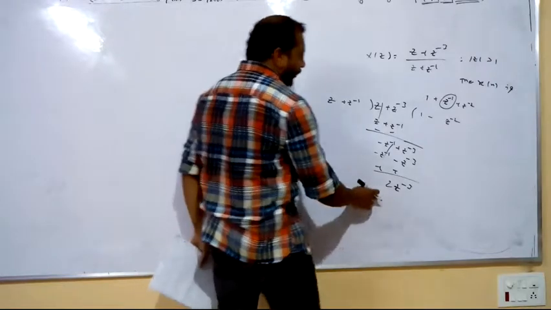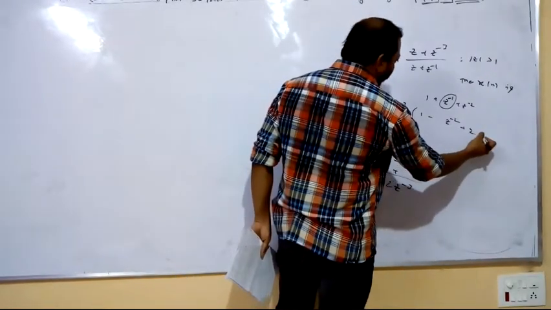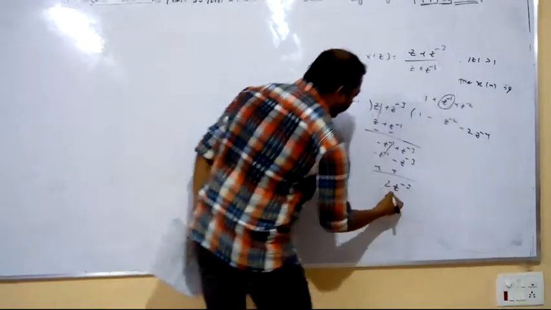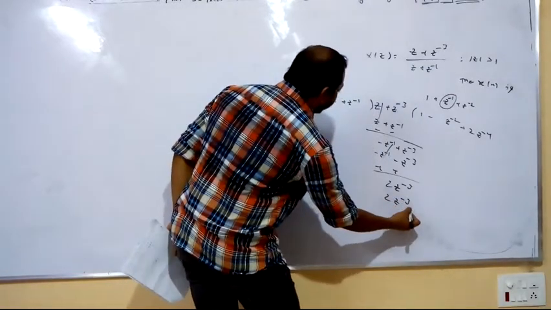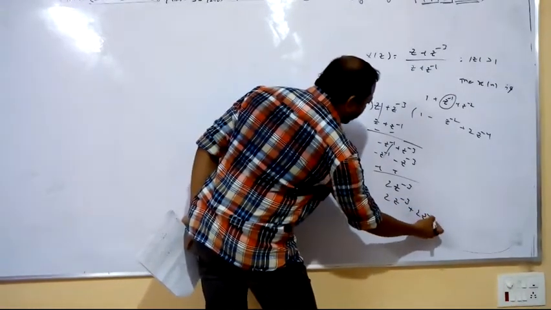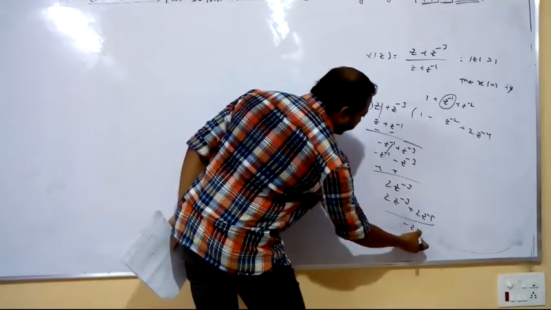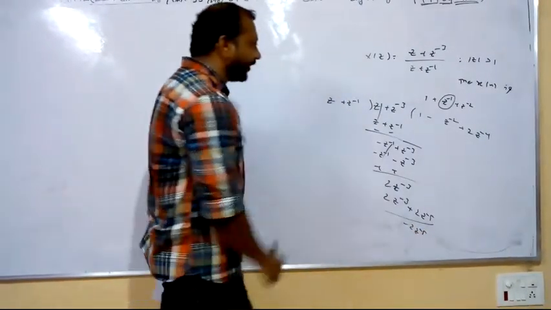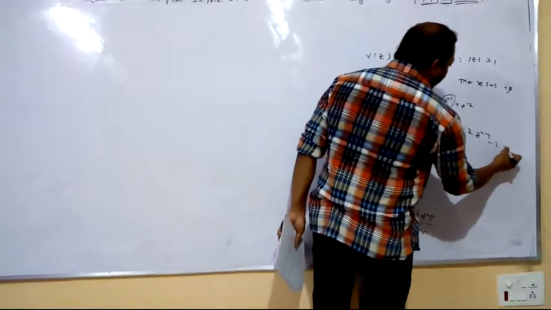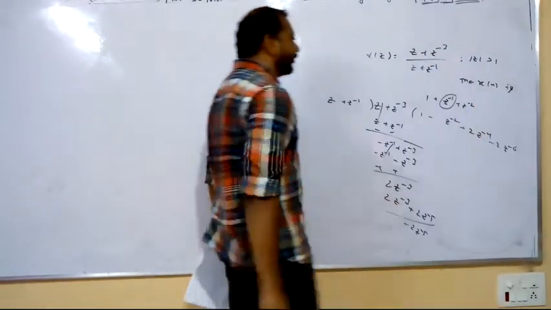To get about this again, this is cancelled, we have to replace with 2 into z to the power minus 4. The corresponding value equal to 2 into z to the power minus 3 plus 2 into z to the power minus 5. Again you have minus 2 into z to the power minus 5. For getting this one again you have to multiply with the minus 2 into z to the power minus 6.